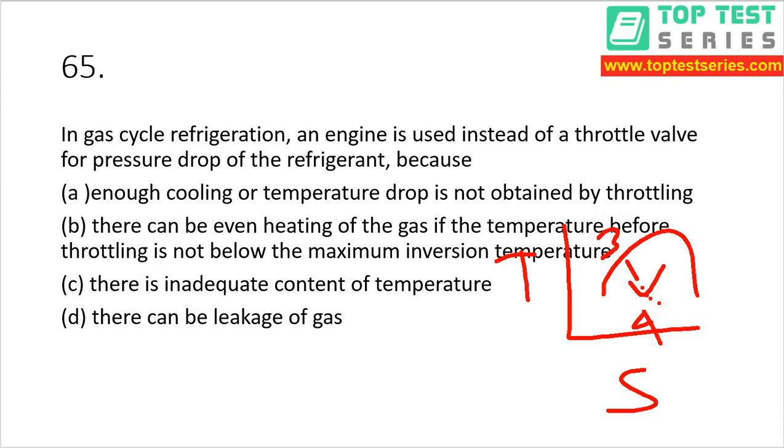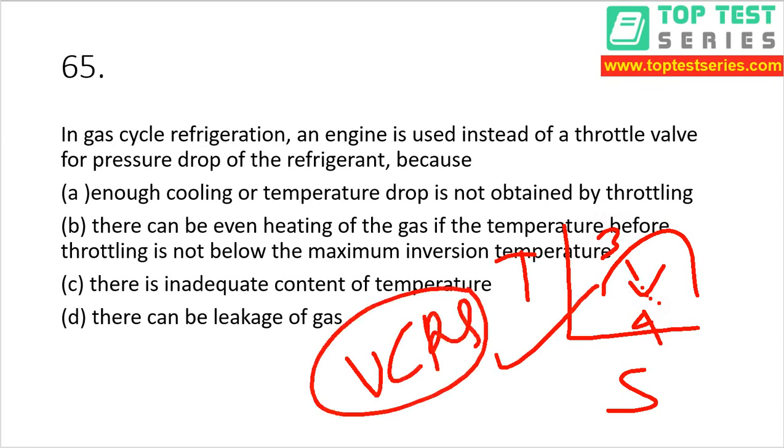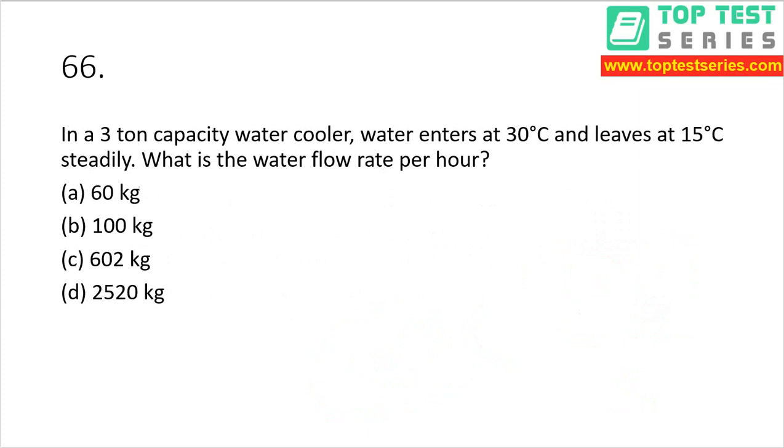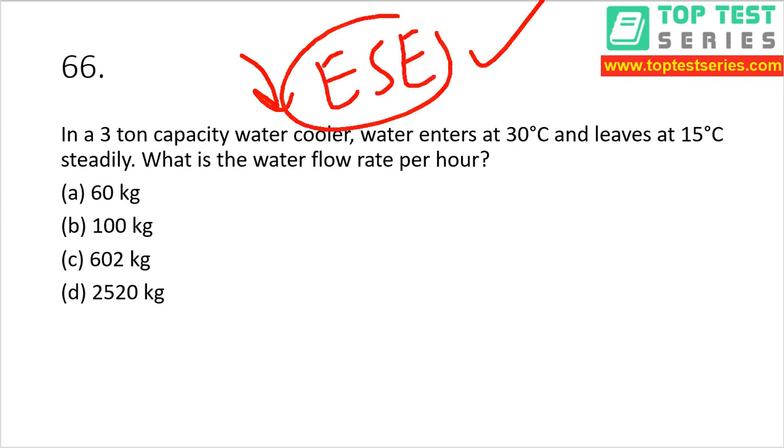Here we used throttle valve in case of VCRS, vapor compression refrigeration system, right? Now question number 66. In a 3-ton capacity water cooler, water enters at 30 degrees centigrade and leaves at 15 degrees centigrade steadily. What is the water flow rate per hour? My dear, this question was already asked in ESE. Similar question, right?